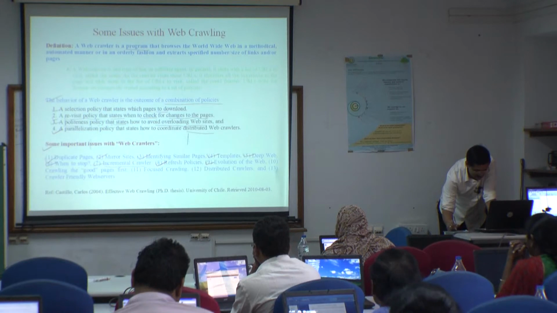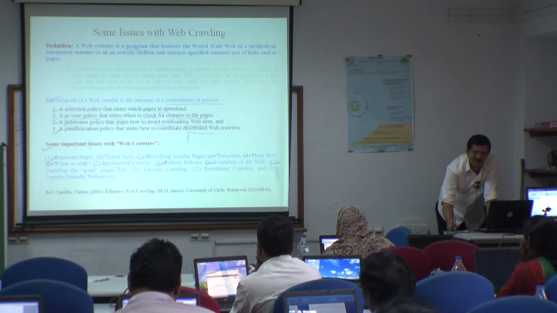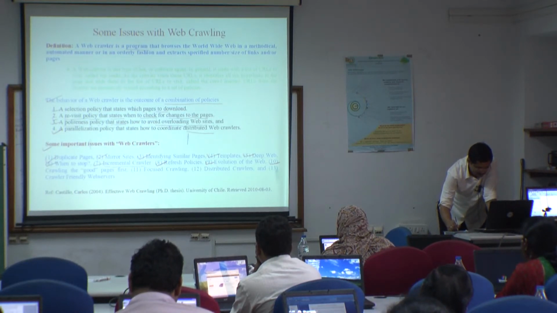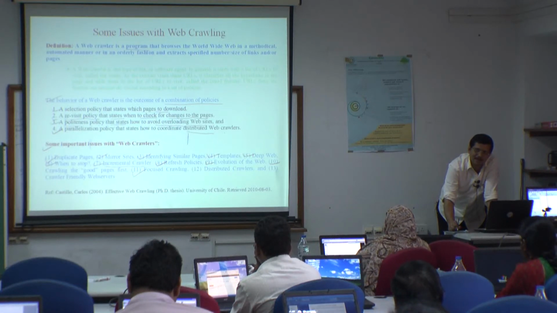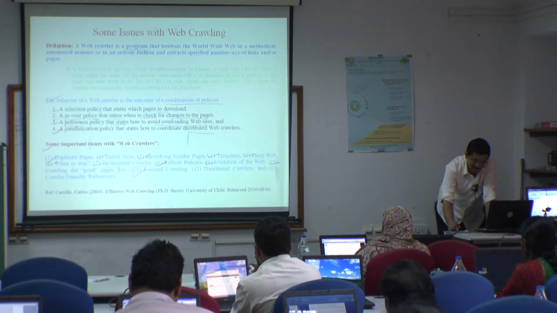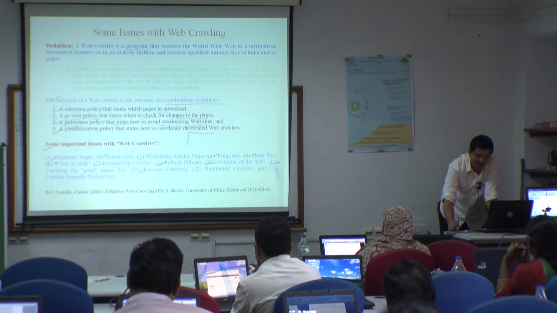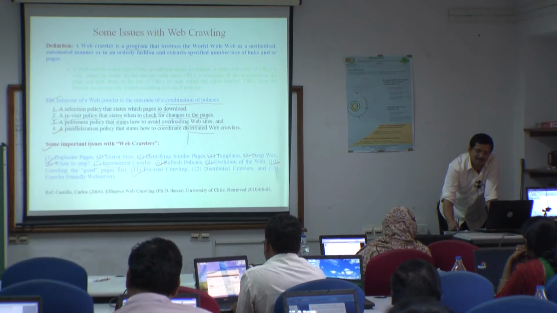And next is the crawling of good pages first. Suppose you crawl the bad page first, then your crawling efficiency will decrease. 11th is the focused crawling. Some search engines provide searching facilities for particular topics or particular domain areas. For that they require focused crawling. If they crawl or create the index of pages which are not related to the topic, then its quality will go down.